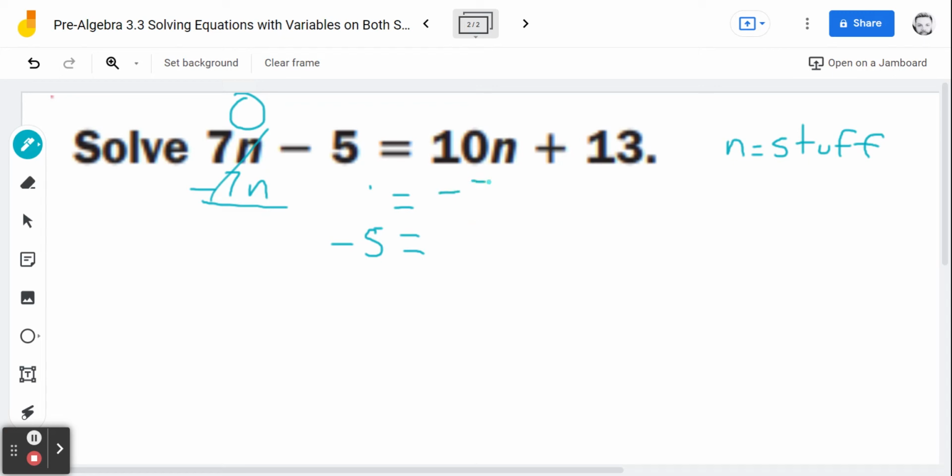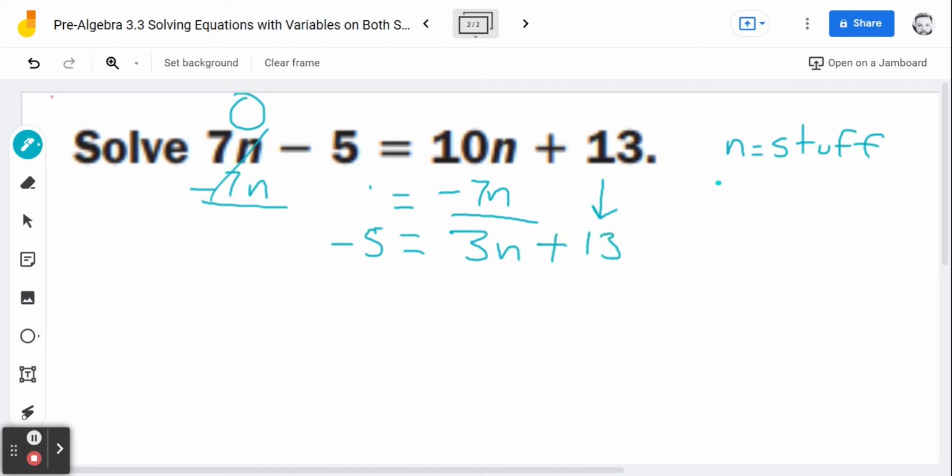But remember, whatever I do on one side of the equal sign, I got to do on the other. So now if I have 10 N's in my hand and I take 7 away, what do I have left? If I have 10 and you only take 7, it'd be 3, right? 3 what? N's, right? Okay. Now, this plus 13 doesn't go away, so I just write it down here.